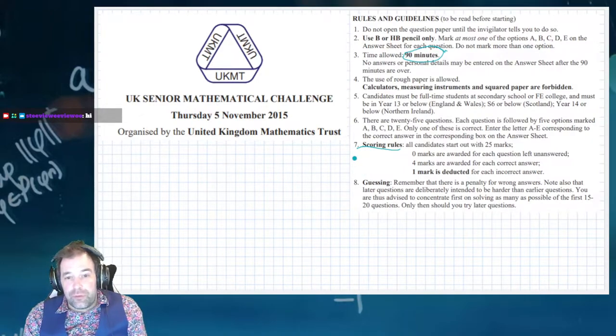I'll be talking through my thoughts, and I'm going to do the best I can to stick to 90 minutes if I can. What time are we on there? Okay, so we're just going to jump right into it. This is given to 16 to 18 year old pupils in the system, the top A-level mathematicians.